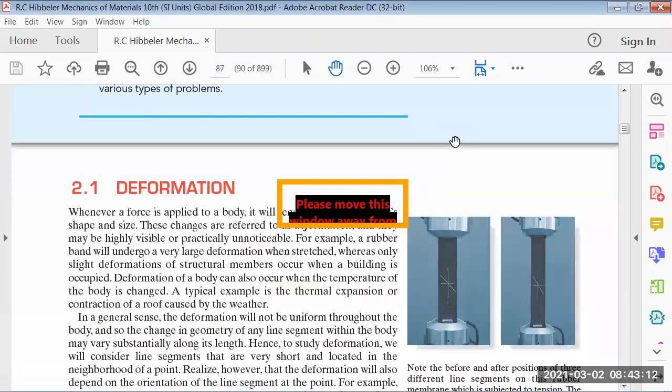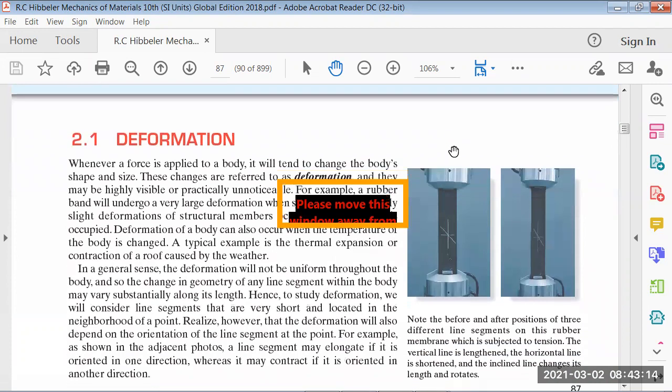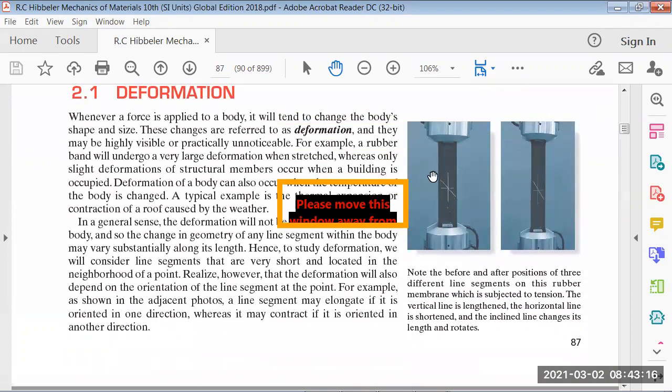Even though I have passed the lectures to you, it's more convenient for me to elaborate and explain on the textbook. Okay, so you can follow the textbook.